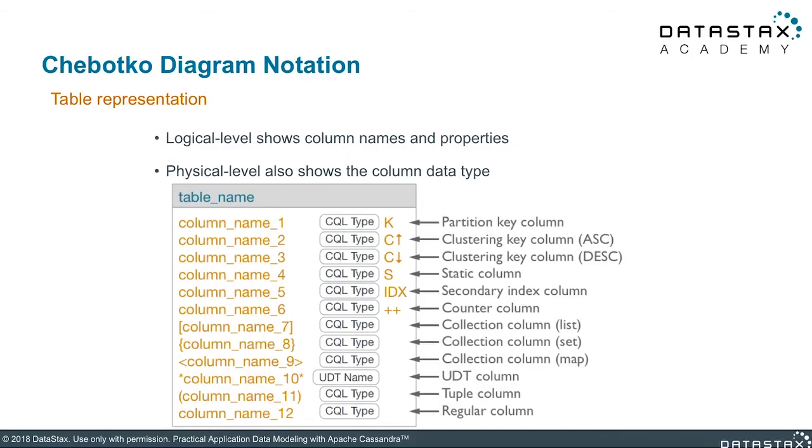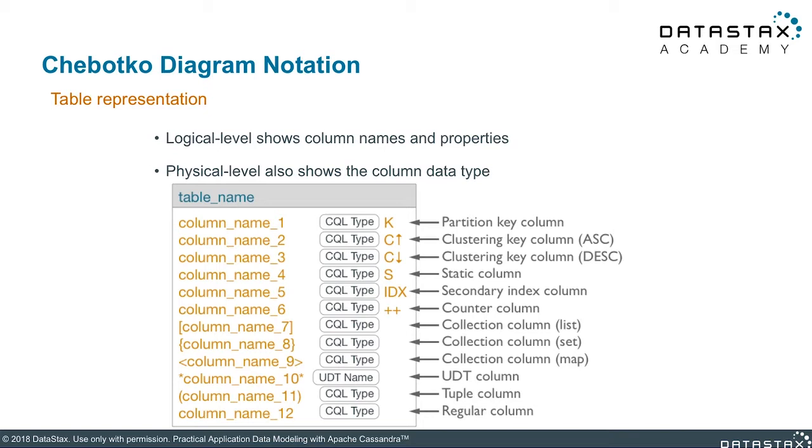Here's our table. You can notice that we have some abstract column names on the left. On the right, we describe whether they're partition key, clustering column, static column, and so on and so forth. Note the notation on the left corresponds with the description on the right. For example, in order to do a list, which is column name 7, we use square brackets. In order to do a set, we use curlies. Hey, you want to do a map? Great, angle brackets work just fine.